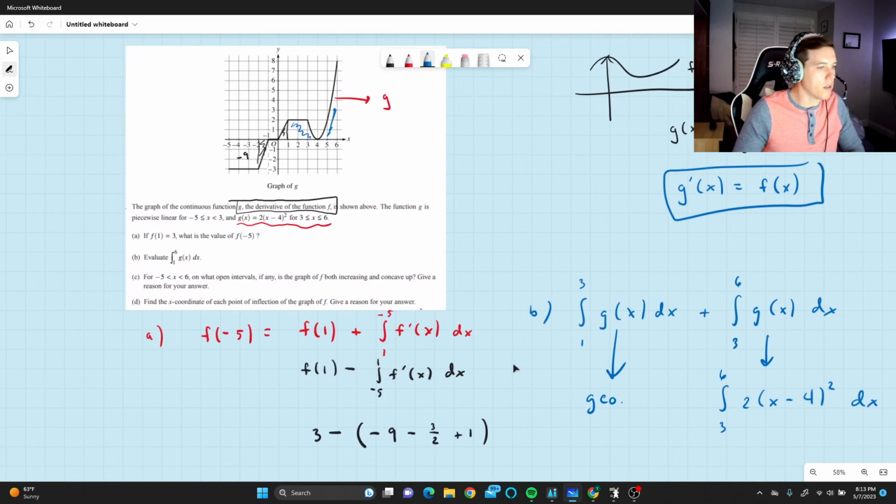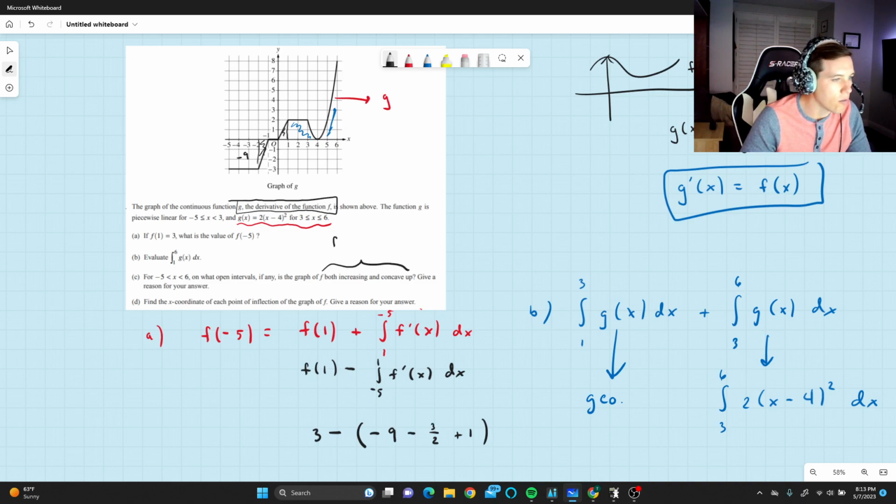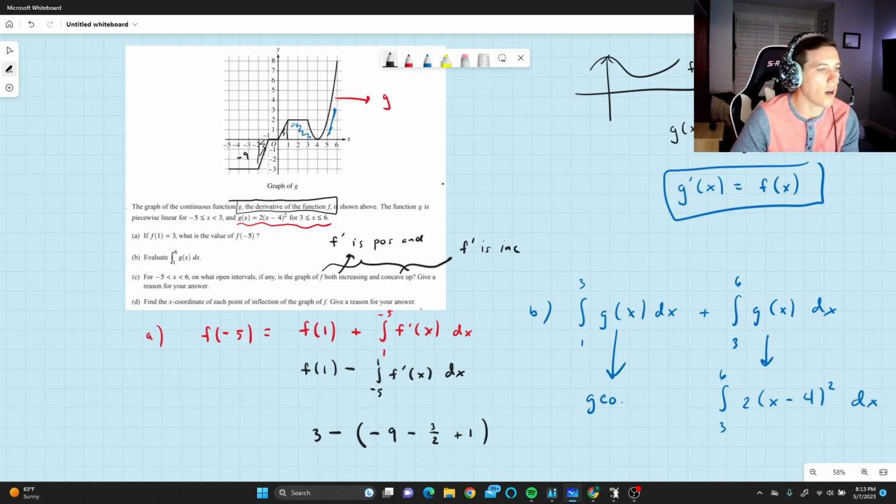Please don't miss these problems. Question C, pretty basic. We've done it lots. From -5 to 6, on what upper intervals is the graph of f both increasing and concave up? Well, remember, f is increasing when f prime is positive, and so that's this one. Concave up when f prime is increasing. Those are your relationships. So I'm looking at where this graph is positive and increasing.